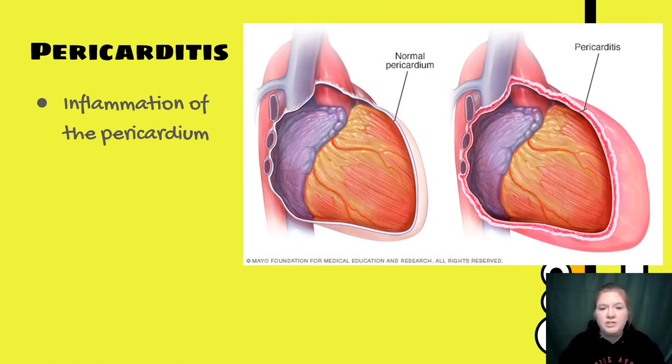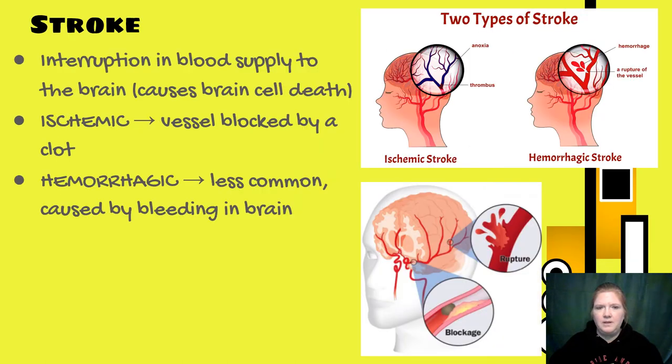Pericarditis is an inflammation of the pericardium. Remember that double membrane sac with fluid that serves as some protection and a covering for the heart. We have stroke. A stroke is an interruption in blood supply to the brain, and it causes brain cell death. So remember, a heart attack, a myocardial infarction, caused death of heart muscle cells. Well, a stroke causes death of brain cells because it stops the flow of blood to the brain.